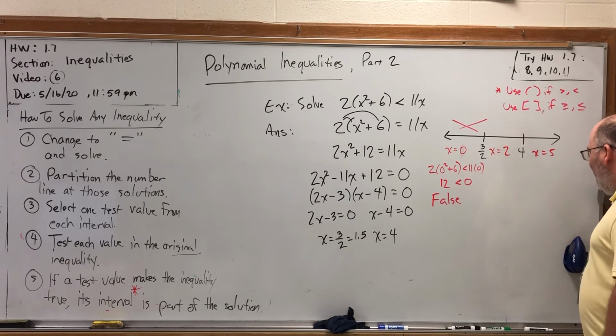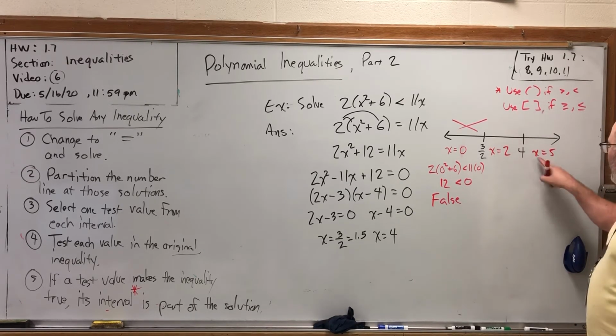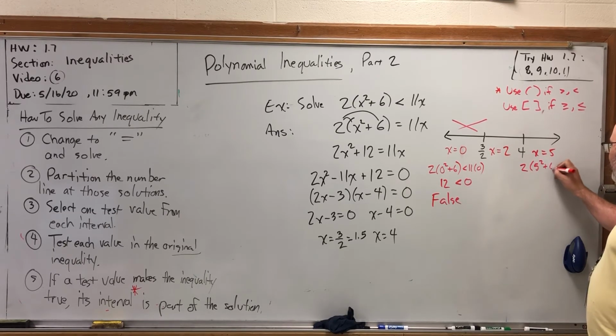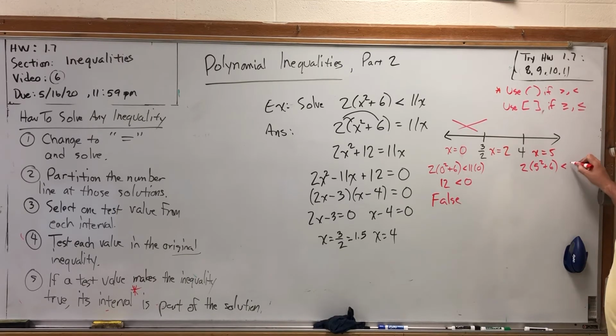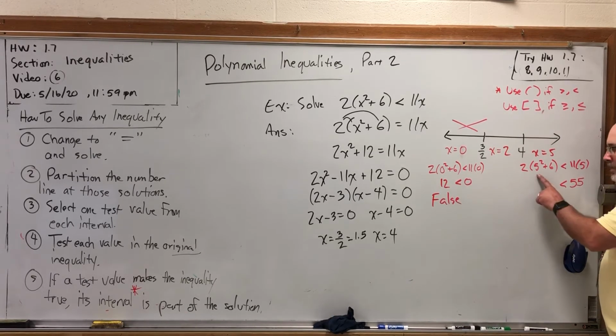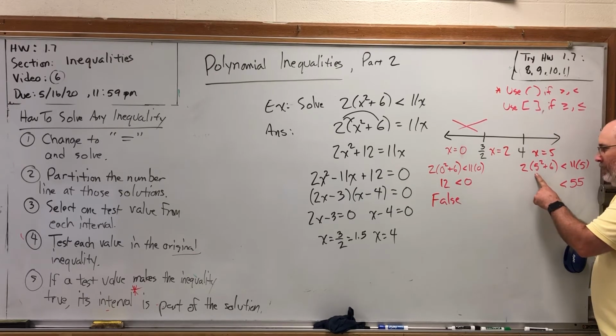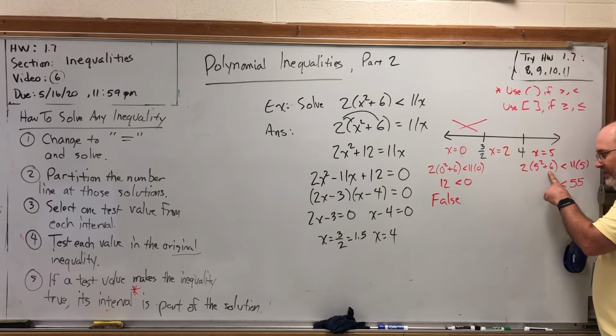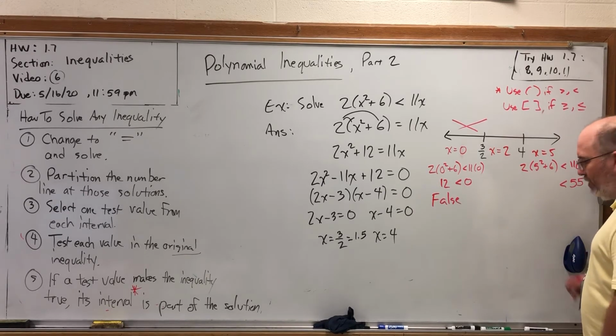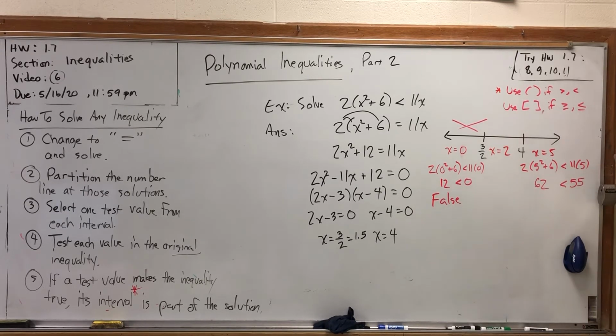Let's check x equals 5, and then I'll slide down here and check x equals 2. If we check x equals 5, we get 2 times (5 squared plus 6) is less than 11 times 5. Well, 11 times 5 is 55, but what's the mess on the left side equal? 5 squared is 25. 25 plus 6 is 31, and then 31 times 2 is 62. So the left side is 62. 62 is less than 55. It's also false. We don't want that interval.